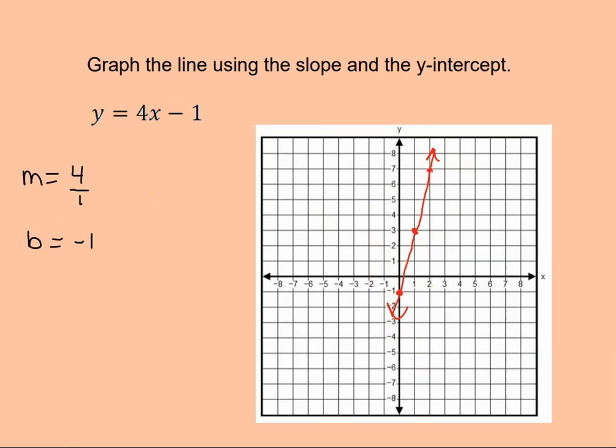So anytime you're graphing a line and your slope is positive, if it's not rising from left to right, you did something wrong. If your slope is negative and it's not falling from left to right, you did something wrong. So that's just a way to double check yourself when you're graphing lines.